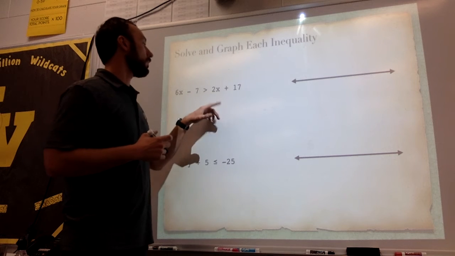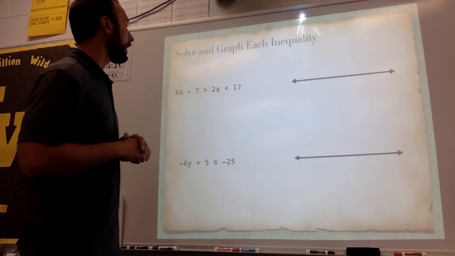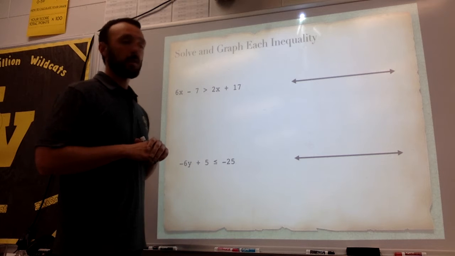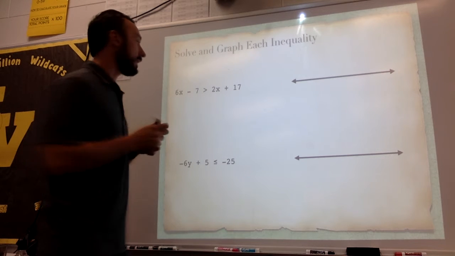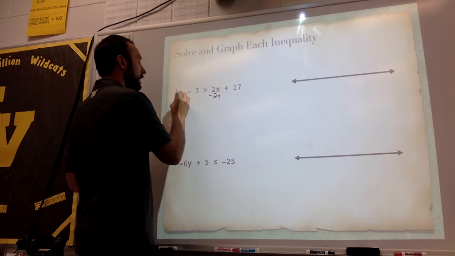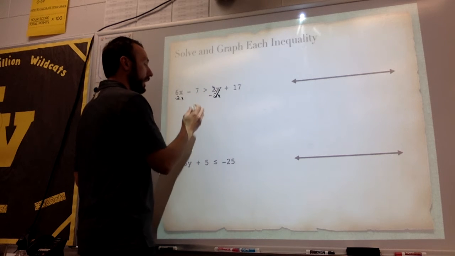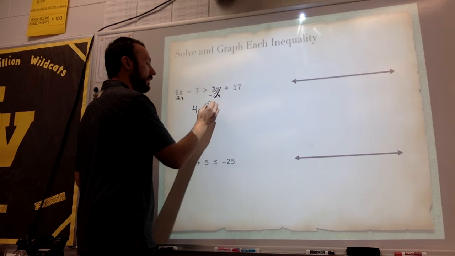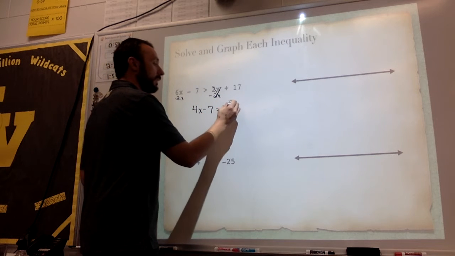So first one's really simple. We have 6x minus 7 is greater than 2x plus 17. Step one, let's get all of our variables on the left-hand side. Minus 2x, minus 2x. My 2x's cancel out. That leaves me with 4x minus 7 is greater than 17.